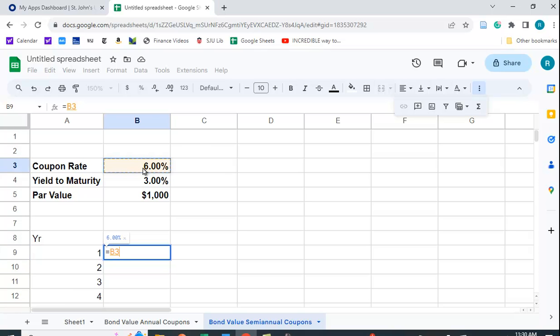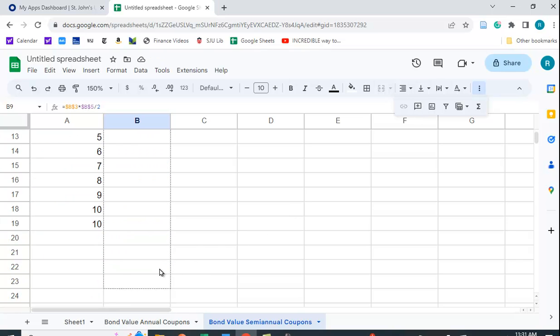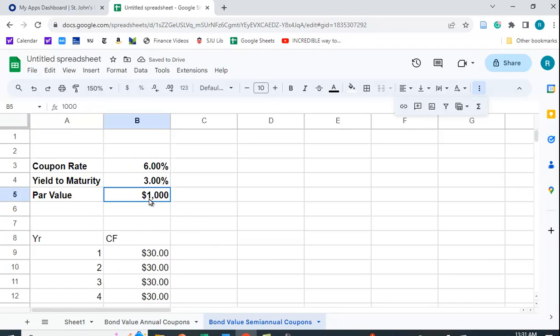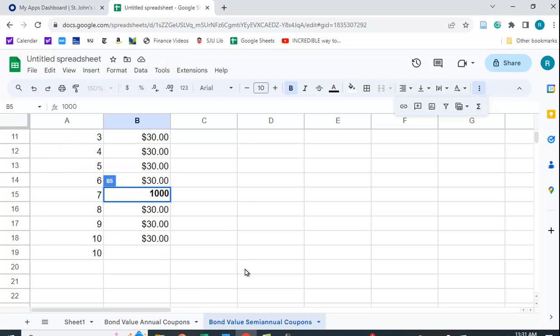this coupon rate. Okay, I'm going to lock the cell with an F4 times the par value, and again I'm going to hit the F4 key, divided by 2. So you get $30 every 6 months in interest, as opposed to $60 once a year. And let's just copy that down for the first 10 periods, and then the final period you just get back the par value.